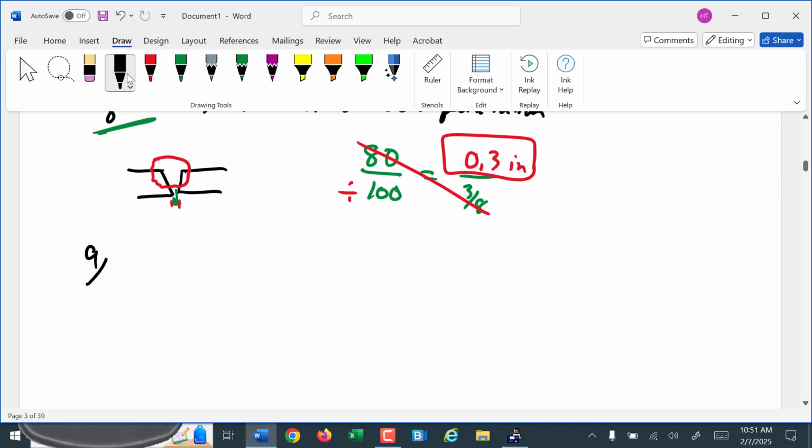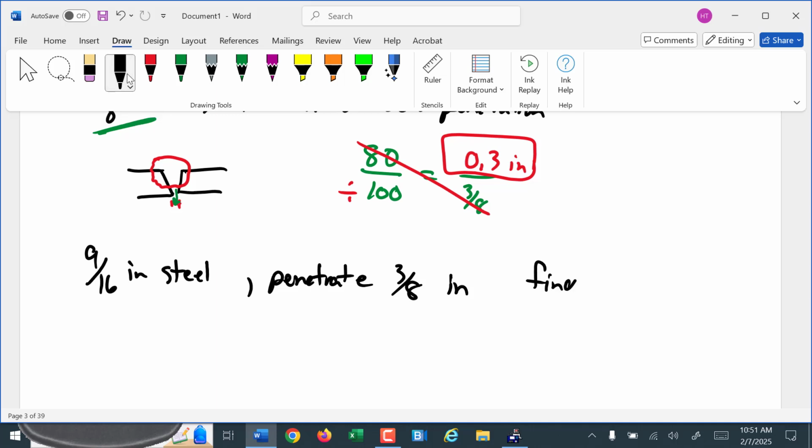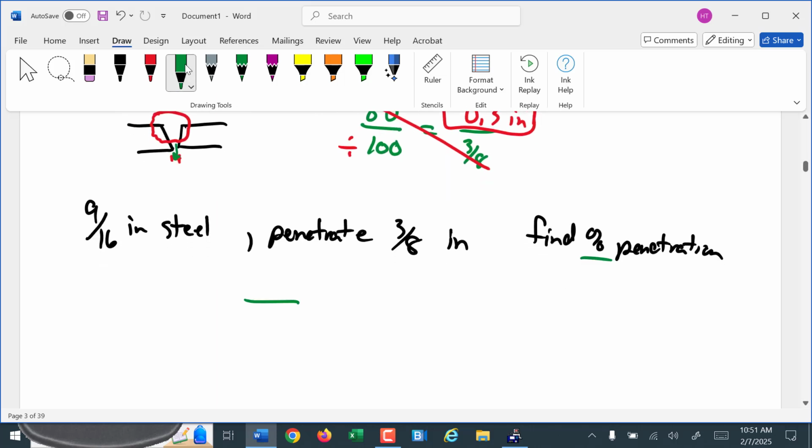If I have 9/16 inch steel and we penetrate 3/8 of an inch, let's find the percent penetration. So we're finding the percent, so it's blank over 100. The full amount is the 9/16, so that goes on bottom. The 3/8 is the amount of penetration, that goes on top.